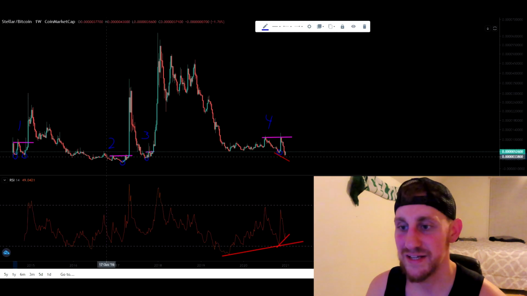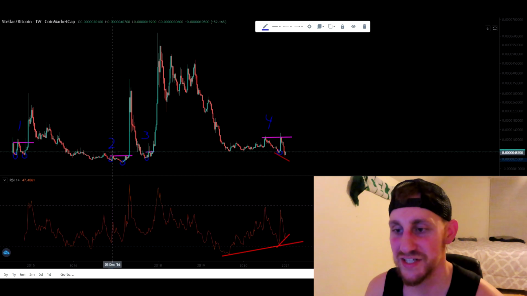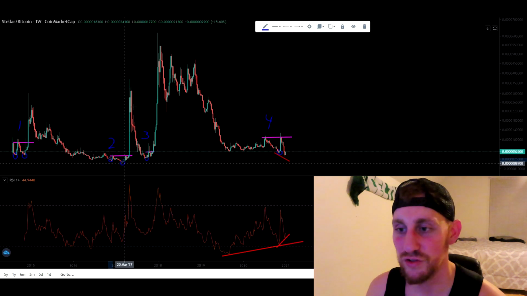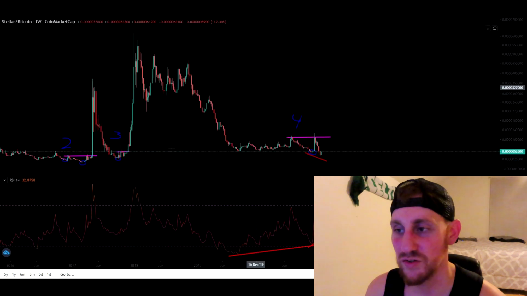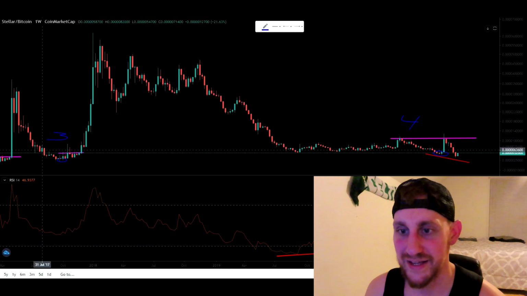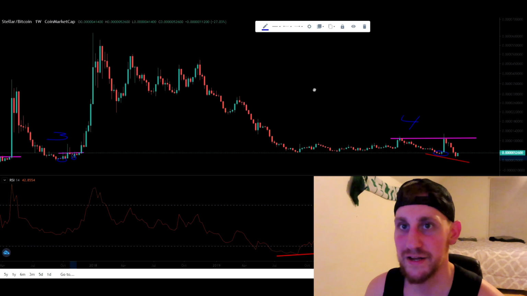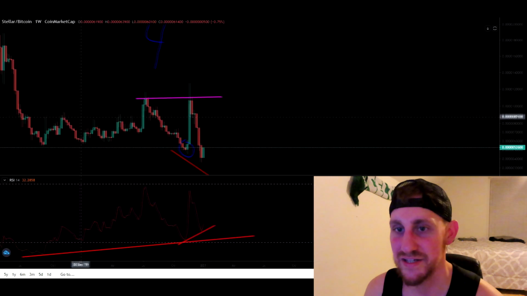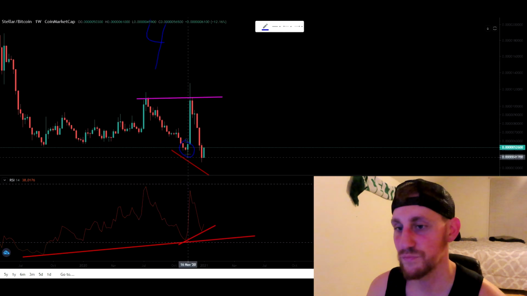That's one time. Same thing here. We make a low, go up and test the resistance, come back down, make a lower low, and then pump above it. That's twice. If we zoom in here, this one's a little bit smaller, but you can see the same thing happen. We make our first low, pump up to the resistance, make a second low, and then pump. And we're doing the exact same thing now. You can see we make our first low.